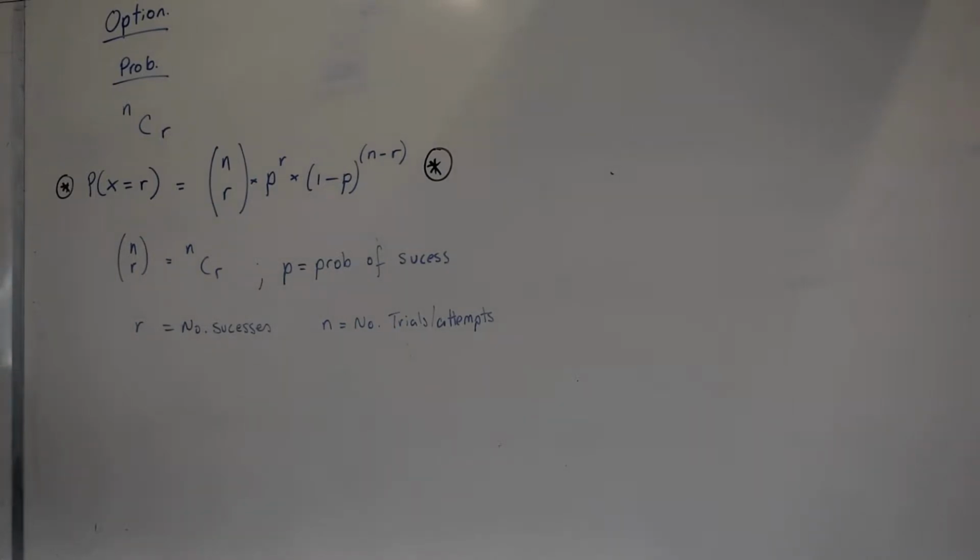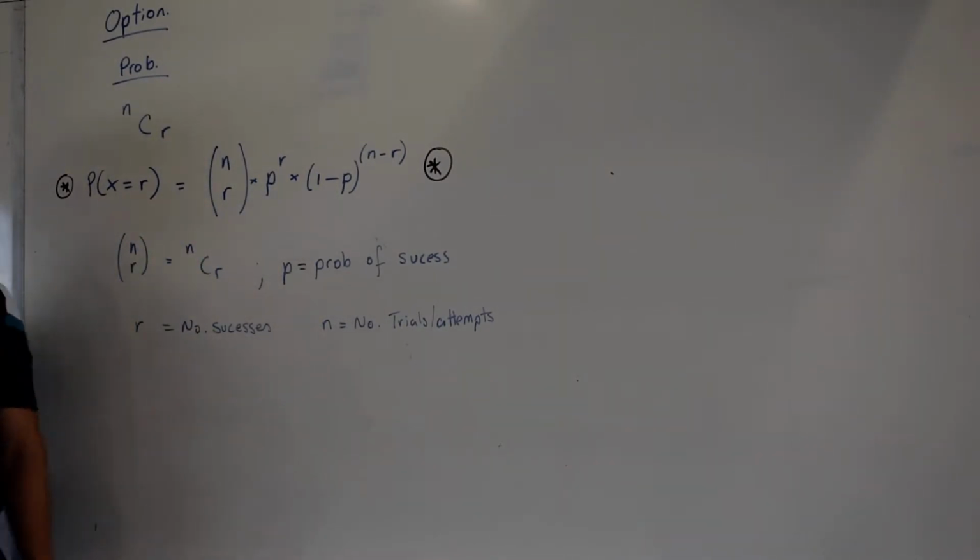What are the variables we're looking at? What are the things in this formula that we don't know what they mean? There's only three. P, R, and N. So we need to find that information in the question.